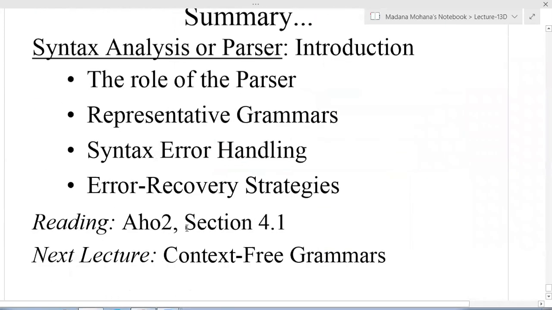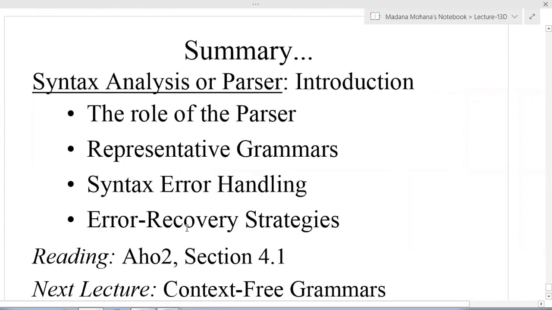Okay, now let us come to the summary of this lecture, what we discussed till now. As part of syntax analysis or parser introduction, we discussed the introduction to syntax analysis, then the role of the parser, then representative grammars, then syntax error handling. Here we discussed various types of errors, then various error recovery strategies. For this lecture, you have to refer to the second edition, section 4.1.